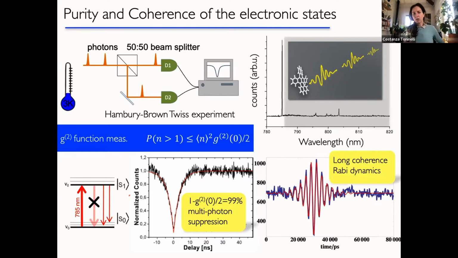Now, as the second order correlation function essentially measures rho_22, so the probability of being in the excited state, if we drive the system strongly, resonantly, we can observe the famous Rabi dynamics, which is possible thanks to the long coherence time of this superposition state.